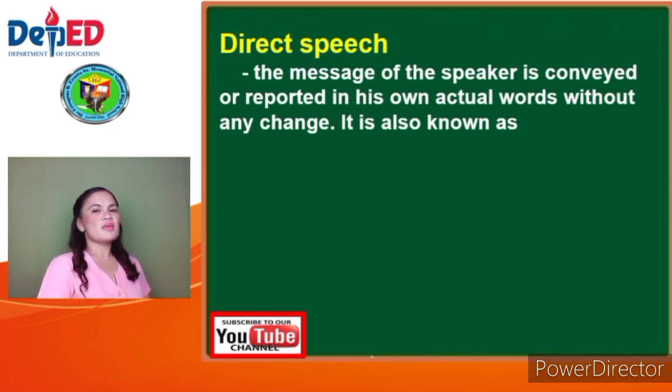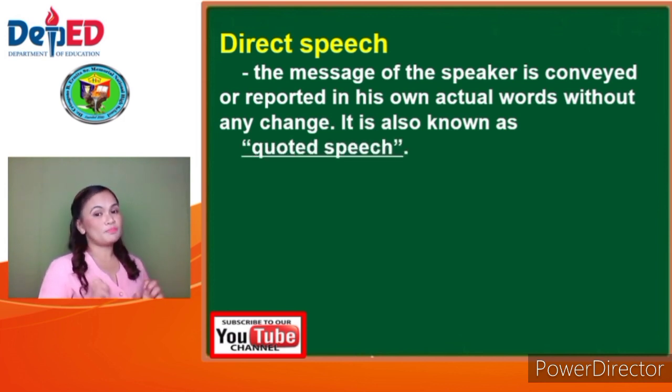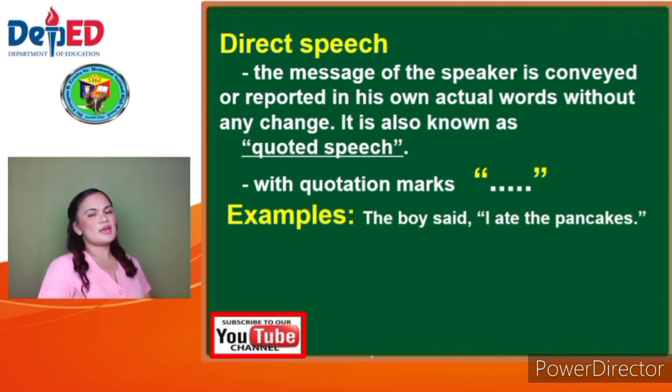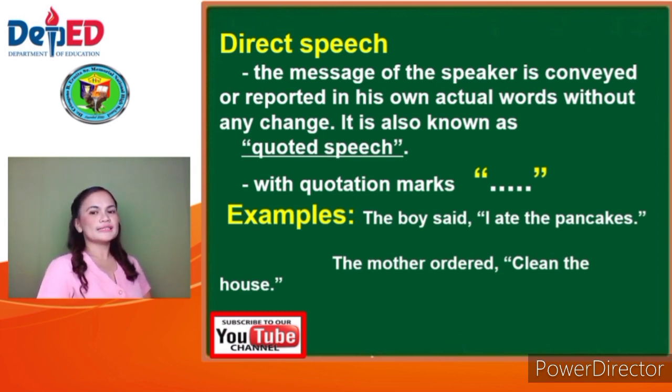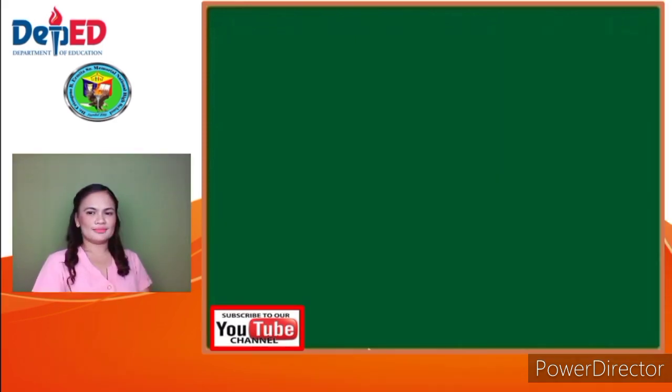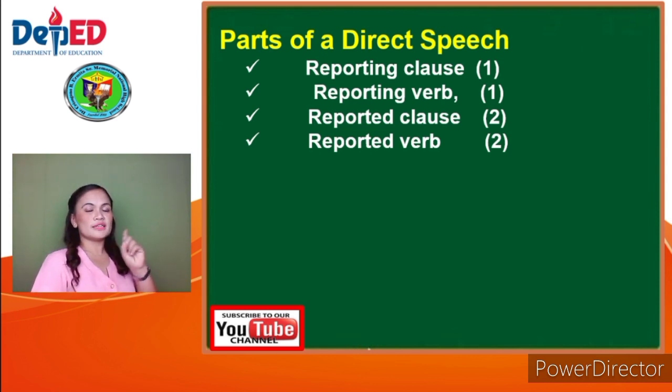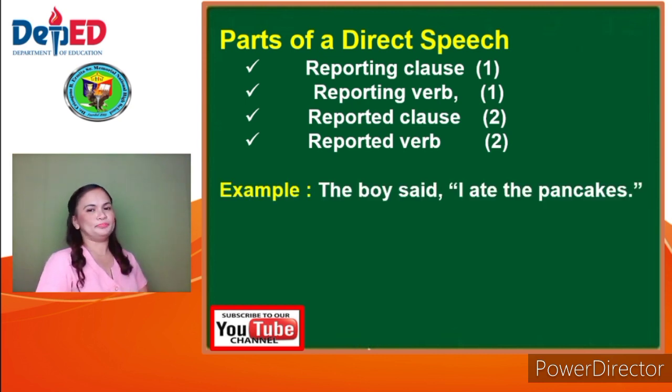Direct speech: the message of the speaker is conveyed or reported in his own actual words without any change. It is also known as quoted speech, with quotation marks. Examples: The boy said, "I ate the pancakes." The mother ordered, "Clean the house." "Is everything clear?" asked Dan. Parts of a direct speech: 1. the reporting clause and reporting verb, and 2. the reported clause and reported verb.